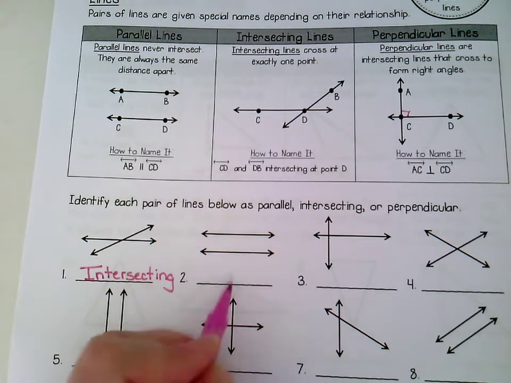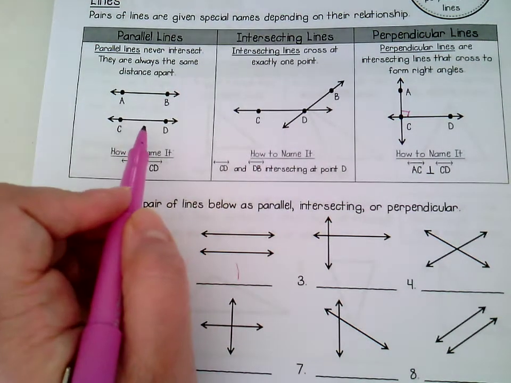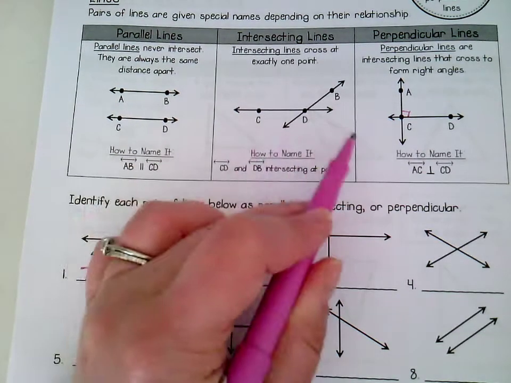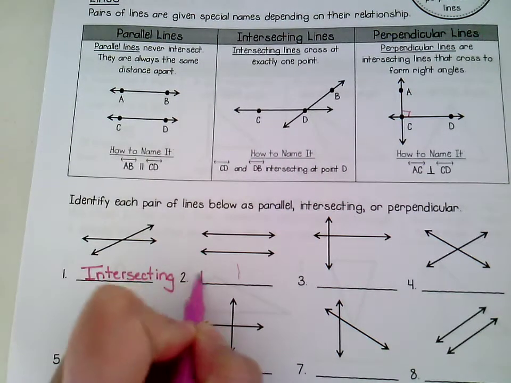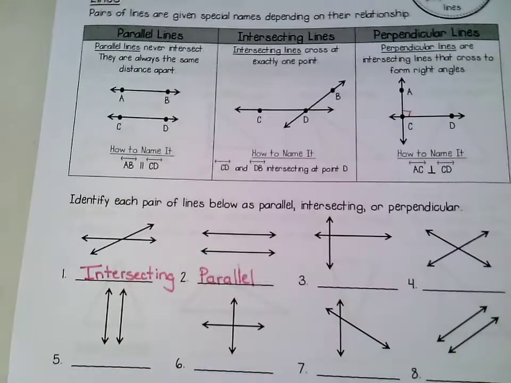All right, on to number 2. This one's pretty easy. I'm able to see right there the lines don't touch. These ones, they both have to cross. This one doesn't. So this tells me this is a parallel line.